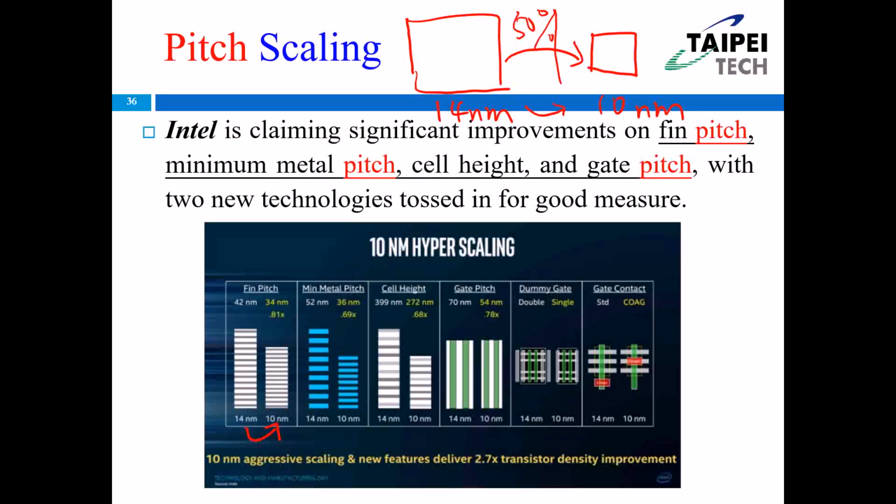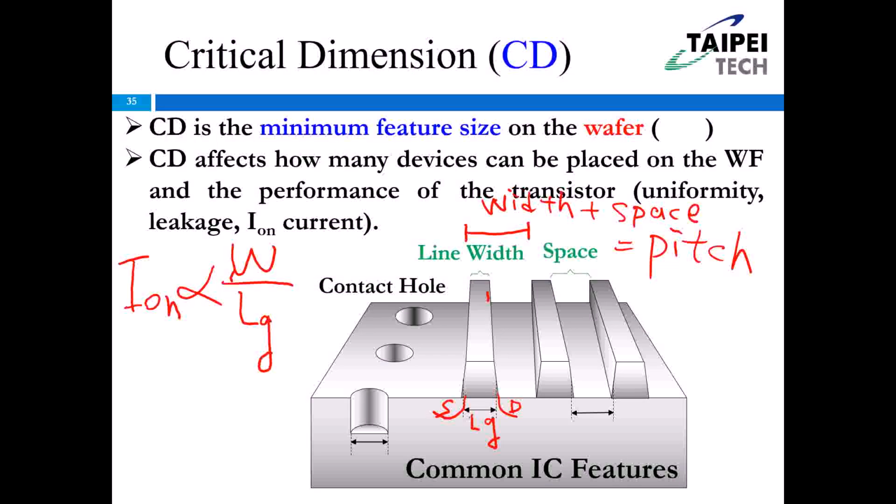So, in the previous class, we learned the definition of CD. CD is a very important size, and this size must be small. We call it critical dimension. We write down CD, and usually we don't focus only on width or only on space. Usually we consider both width and space, so we write down pitch. Pitch means one width plus one space.